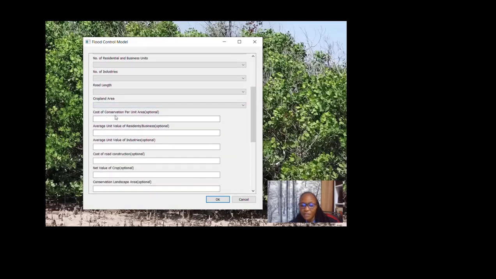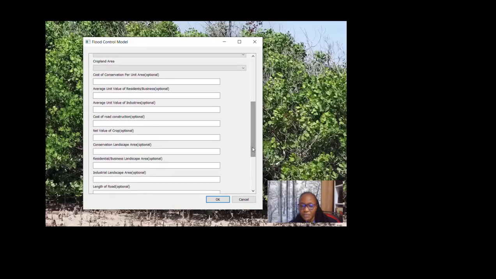Then we go further to input the costs or the values that will enable us to value these landscapes. The first one there being the cost of conservation per unit area. And I believe when we went through the table, we said the unit area should be hectarage, the average unit value of residents per unit, average unit value of industries, the cost of road we said is usually per kilometer, and then the net value of the crop. For the net value of the crop, you should have subtracted the production cost and given us that net value so that we can have proper estimation.